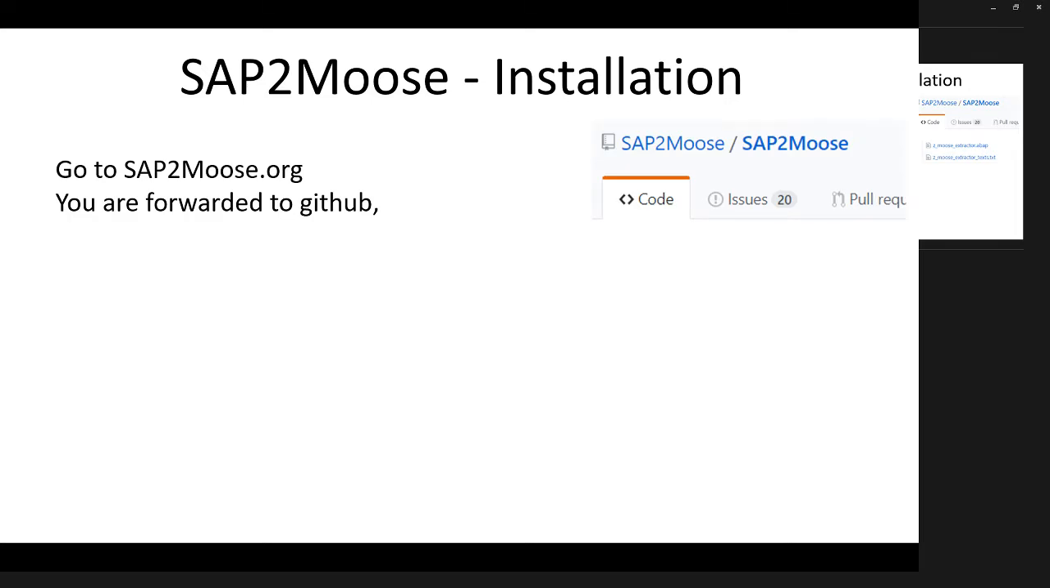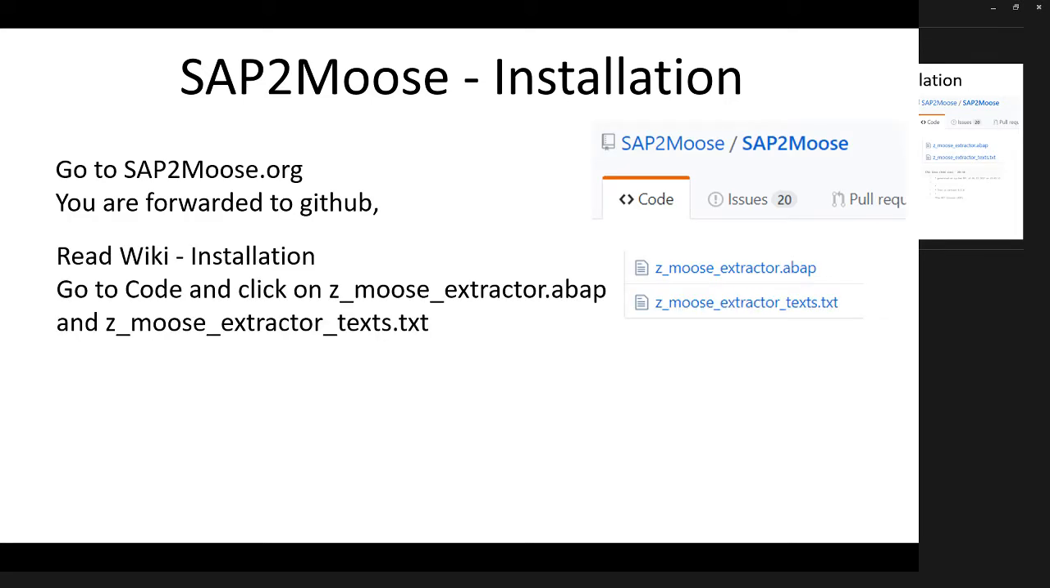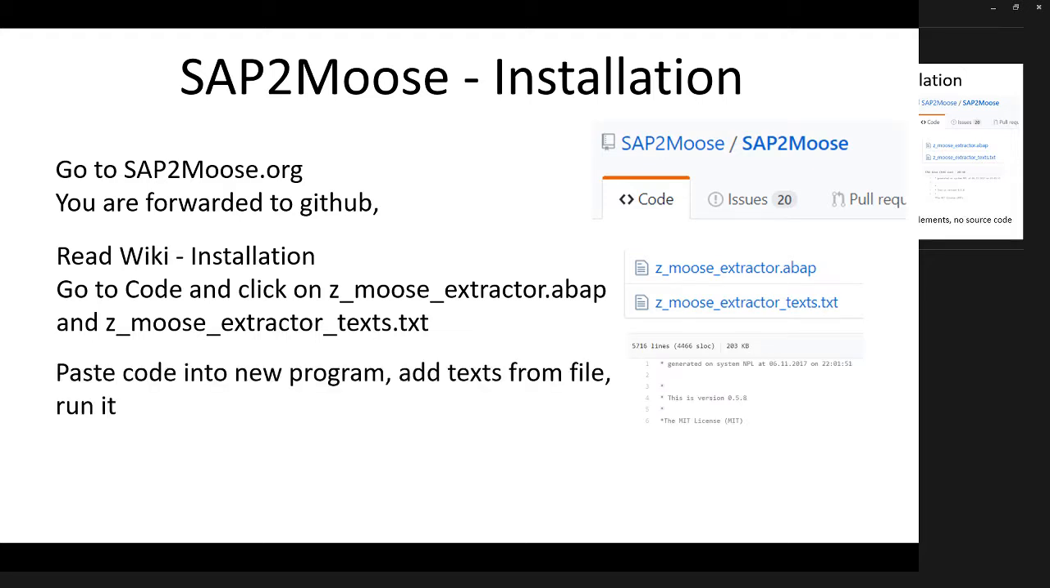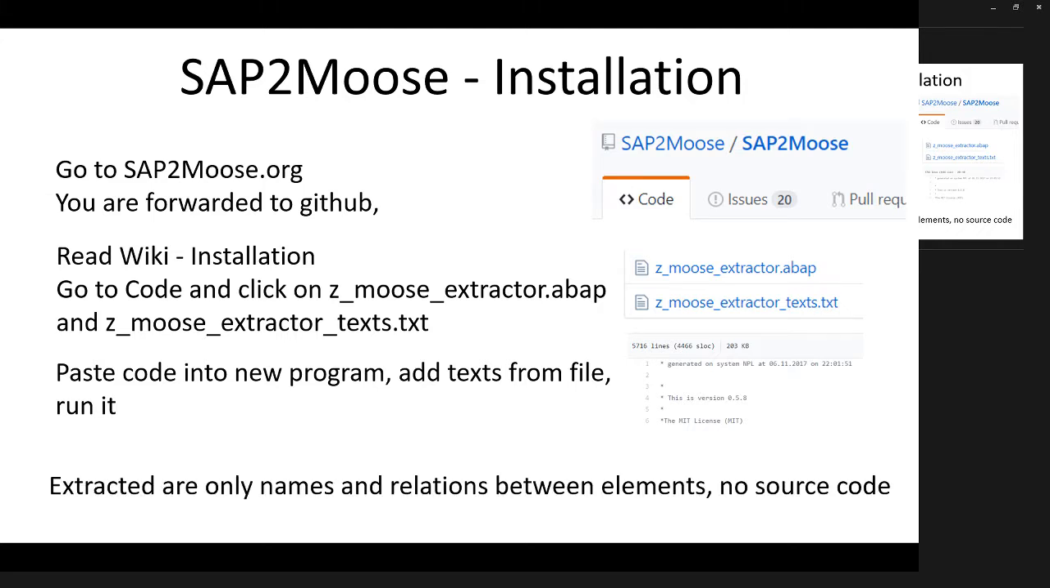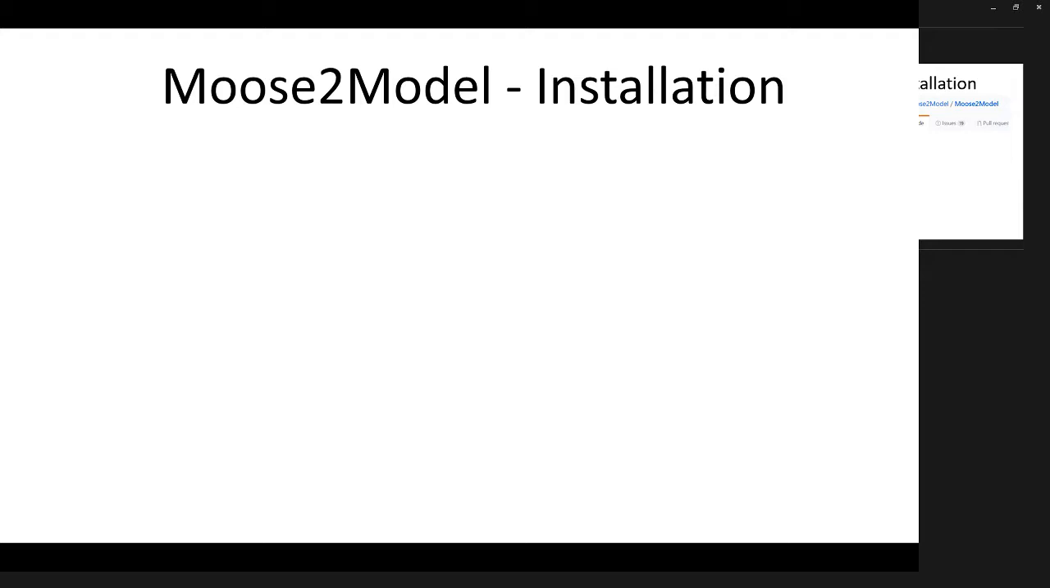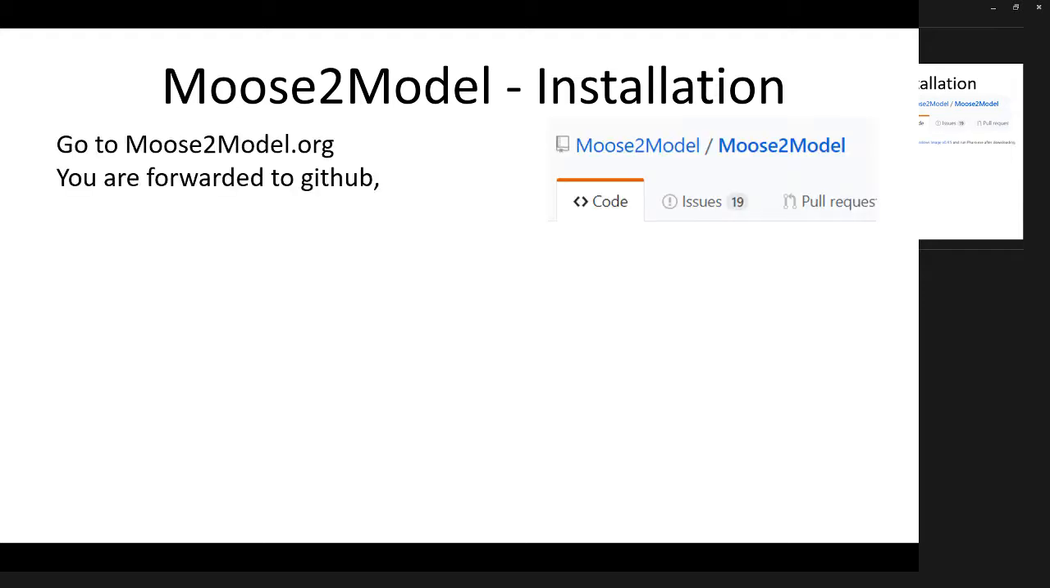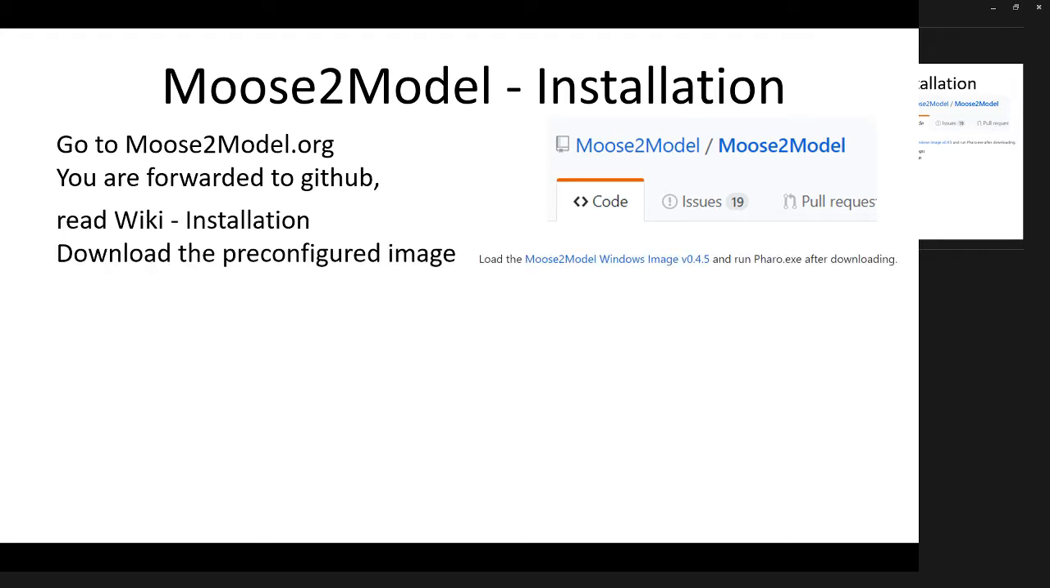It's easy to install. You just go to sap2muse.org and read the wiki, the installation guide, download the coding and paste it into a new program, add the text to the text elements, and run it. Muse to Model is also easy to run. Again, you go to muse2model.org, then you forward it to GitHub.